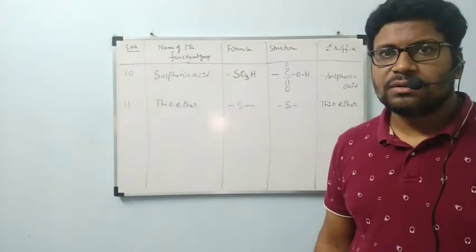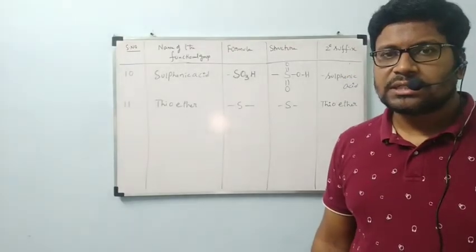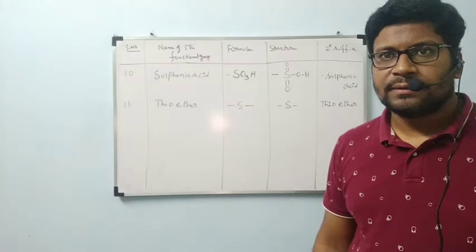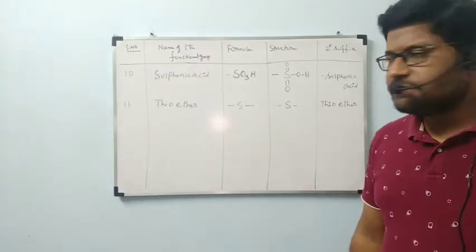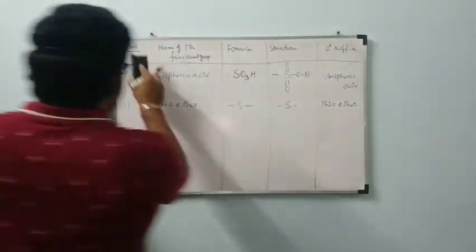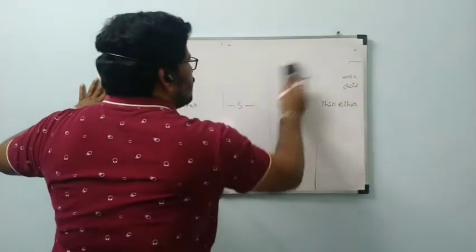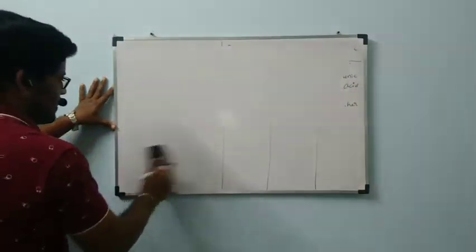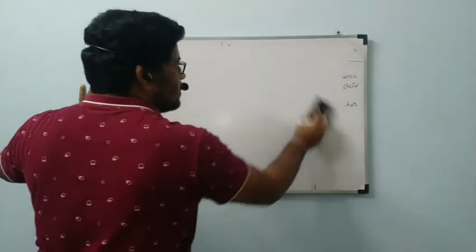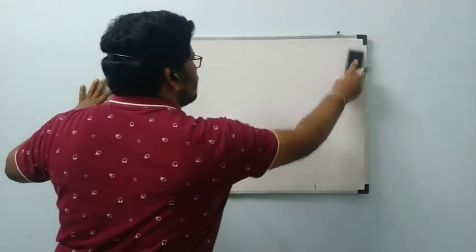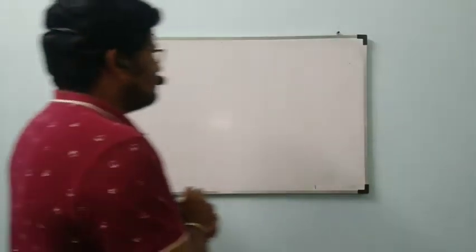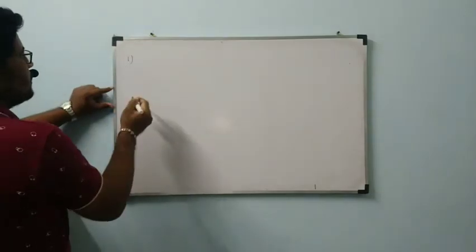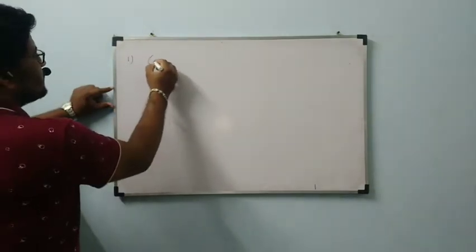Okay, how are we going to give the names of functional groups? Let us start with that one. Let us see examples for each and every functional group. Let us start with that. Okay. First one, carboxylic acids.